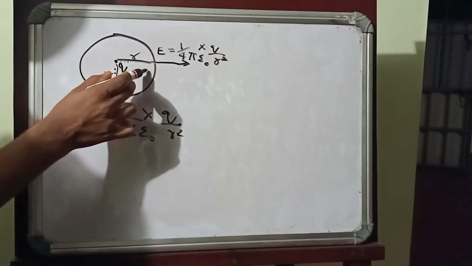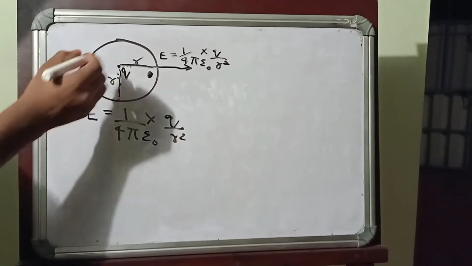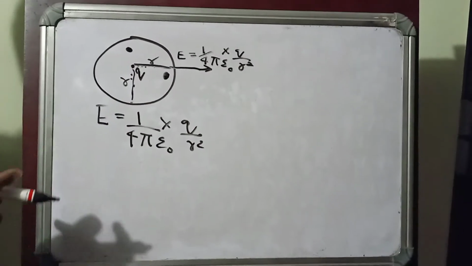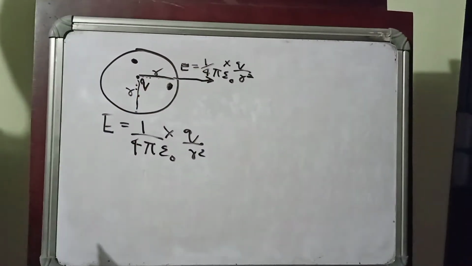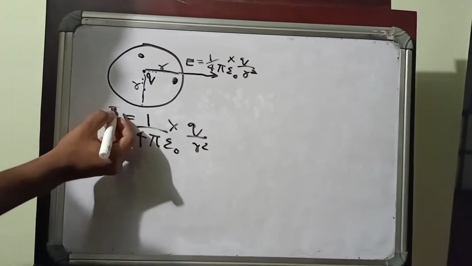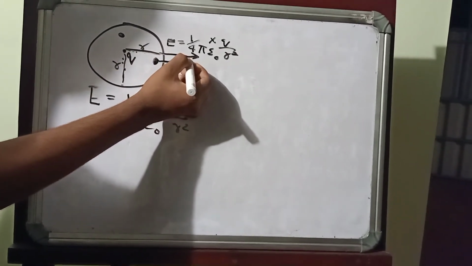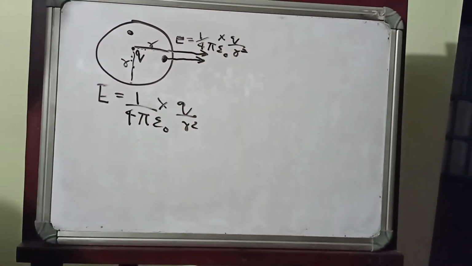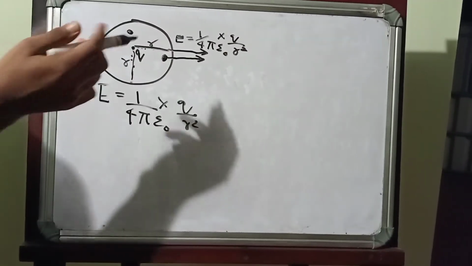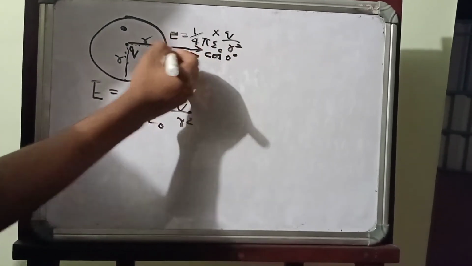I forgot to tell you something: we are taking a definite area. It can be this area or wherever it is. We are taking a particular area's electric flux. The electric field intensity will be radially outwards, and because it is a sphere, the area vector is in the same direction as the electric field, at the same angle, cos 0 degree.